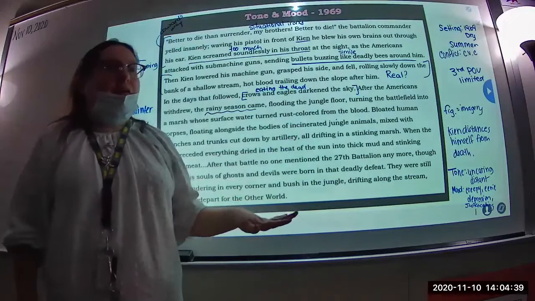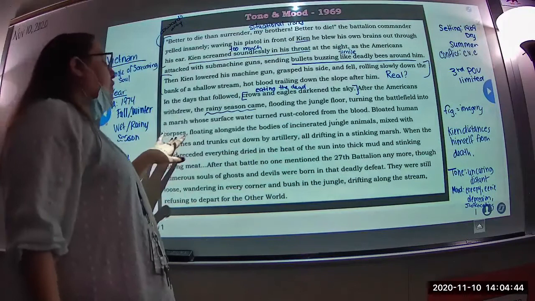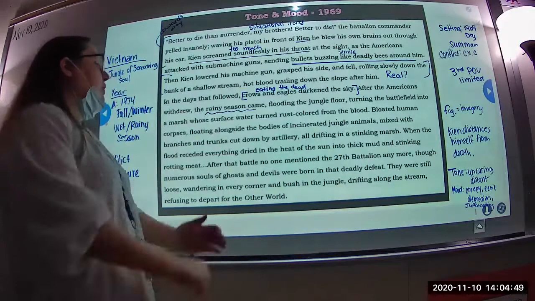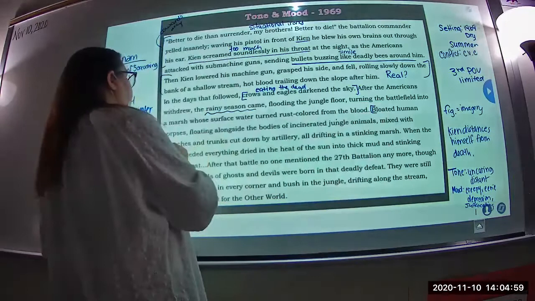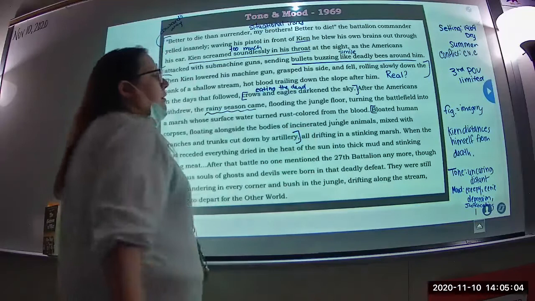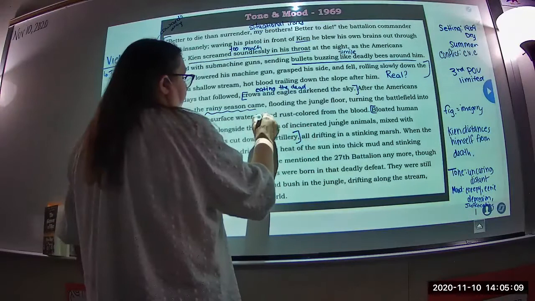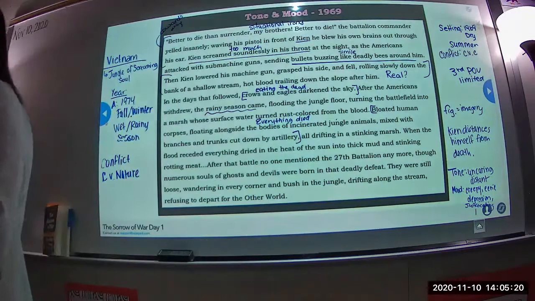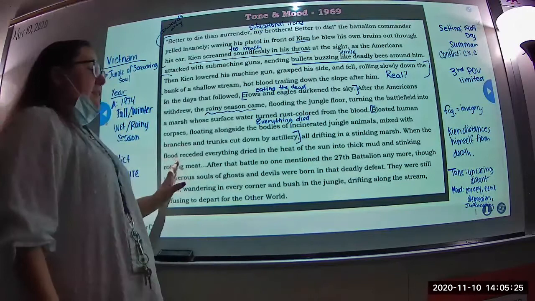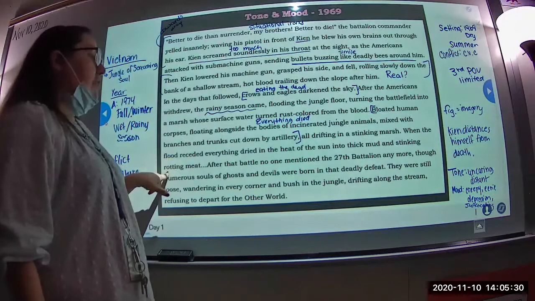Okay. What about this one? The bloated human corpses floating alongside the bodies of incinerated jungle animals mixed with branches and trunks cut down by the artillery. What does that tell us? It sounds like everything they did just went to one place. Yeah, everything was devastated, right? Nothing escaped. So everything died, right? Humans, animals, trees, everything. Devastated, just wiped out, right? And then it all gets left there. So the rain didn't clean it. It's all just meshed together. And like I said, thick mud, stinking, rotting mud.